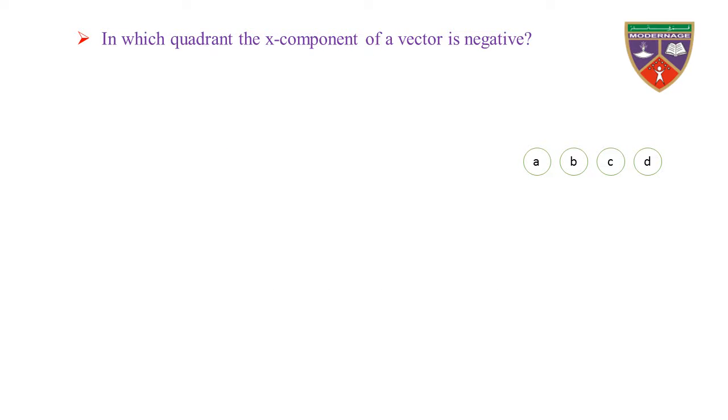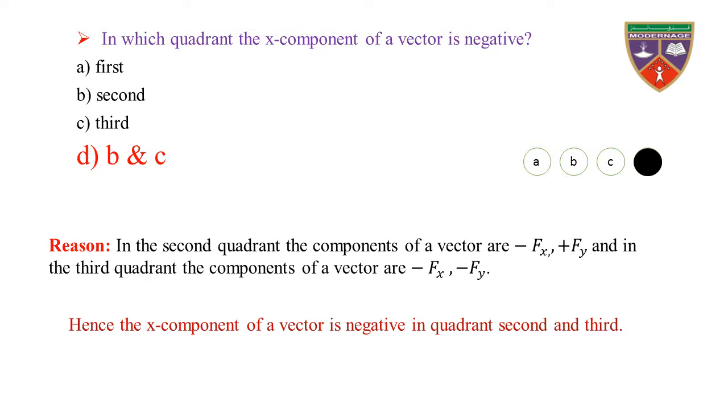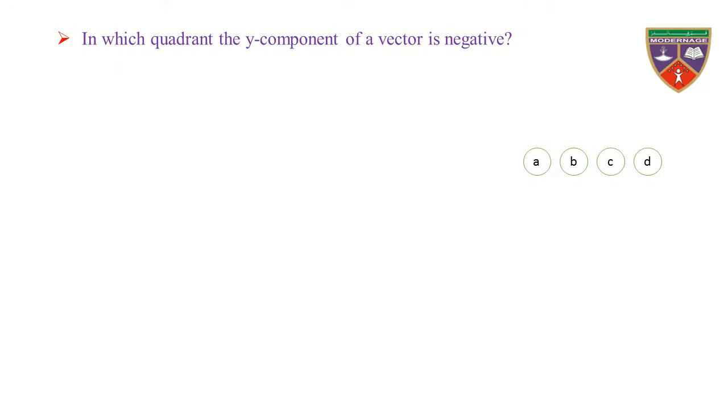In which quadrant is the x component of a vector negative? Option A first, option B second, option C third, option D B and C. The key is B and C, therefore the correct option is D. Reason: in the second quadrant, the components of a vector are minus Fx, plus Fy, and in the third quadrant, the components of a vector are minus Fx, minus Fy. Hence, the x component of a vector is negative in the second and third quadrants.